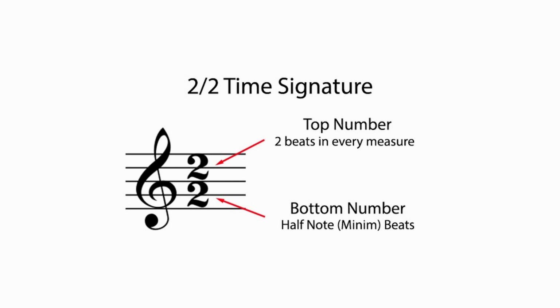So just like in 2/4, there's 2 beats in each measure. However, the half note will get the beat. So instead of counting the quarter notes, you'll count the half notes, but you still count like 1, 2. But then you'd read everything a bit faster.